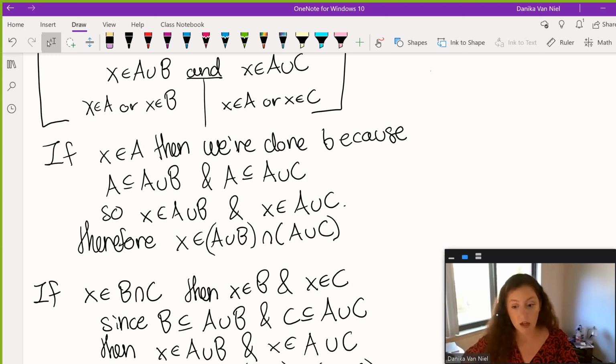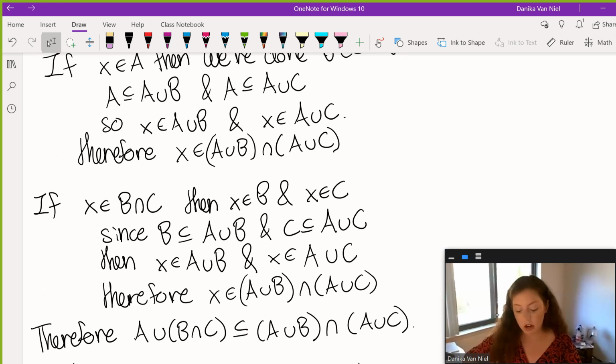Perfect. Boom. So one down, but that's not enough to say that the whole thing is a subset, because I'm only talking about this one situation when X is in A. So how about if X is in B intersects C? Or I could talk about if X is not in A, then it would have to be in B intersects C. See what I'm saying?